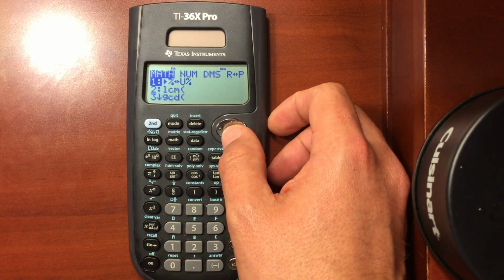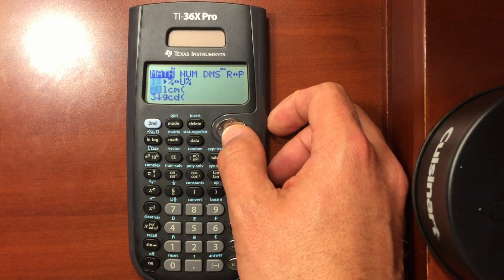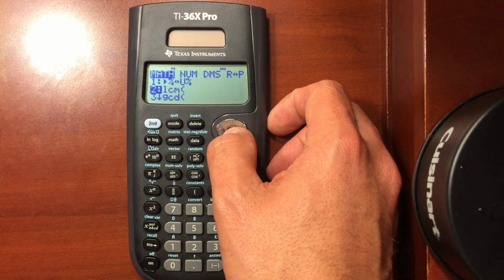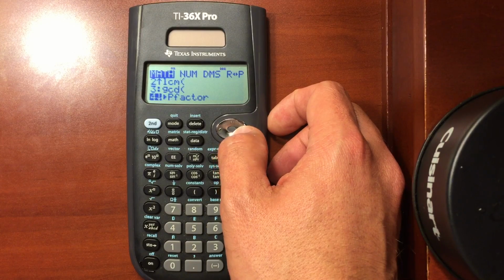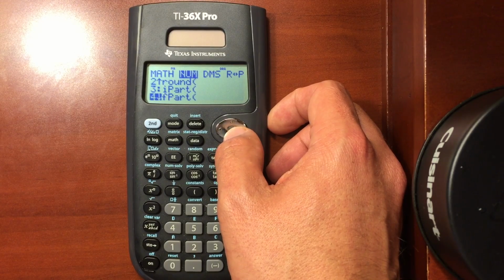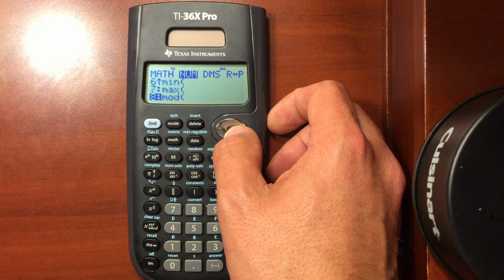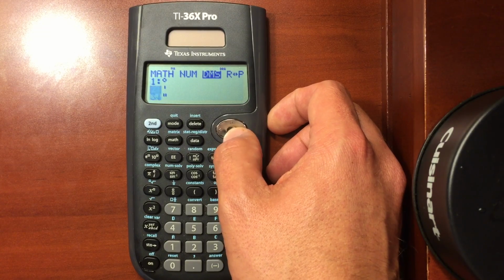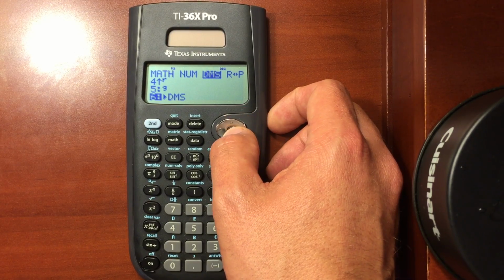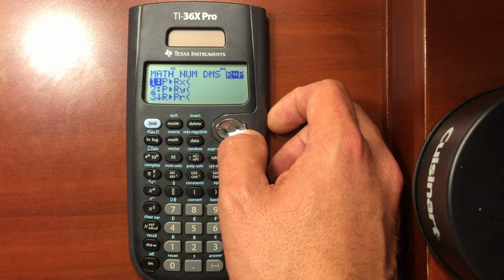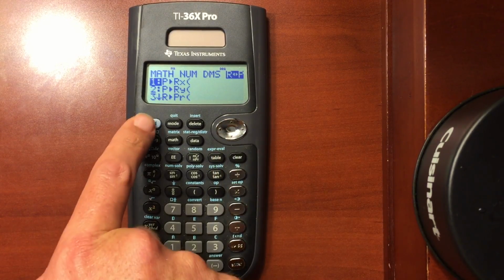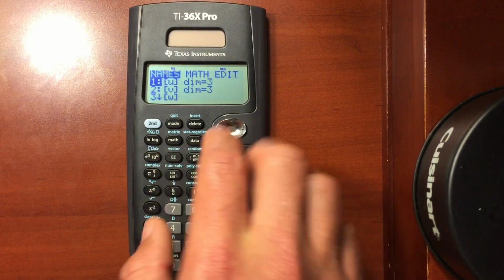Math menu, so here's some various operations you can do. So convert to proper fraction, improper fraction, least common multiple, greatest common denominator, etc. So your various ones there. Here's some numeric operations. Find the fraction part, integer part. Degrees, minutes, seconds. You can convert those from the degrees, minutes, seconds to the decimal form, and then rectangular to polar conversions. So there's your math. Go to the vector menu now.